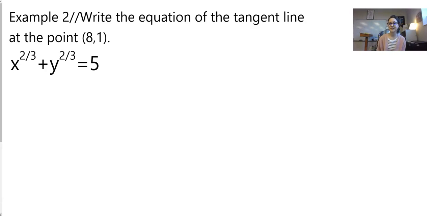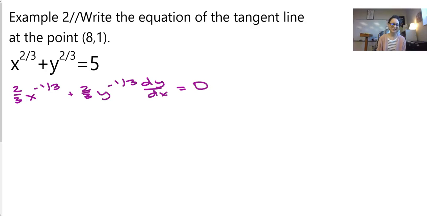Force a pause on your screen. I'd like for you to write this and also do the first step for me. So go ahead and differentiate both sides with respect to x. All right, go ahead and check yourself. Change anything that you need to change here.